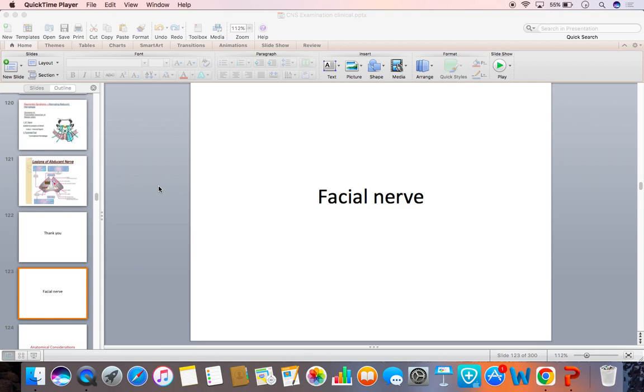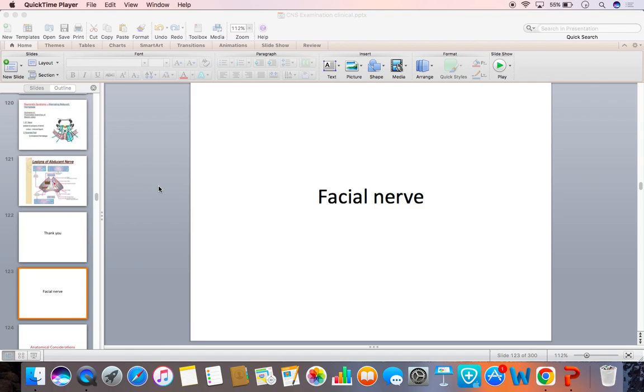Well, coming to the motor nucleus. Motor nucleus of the facial nerve has two components. It has the dorsal nucleus and the lateral nucleus. Dorsal nucleus innervates the muscles of expression of the upper face, and the lateral nucleus innervates the muscles of voluntary expression of the lower face.